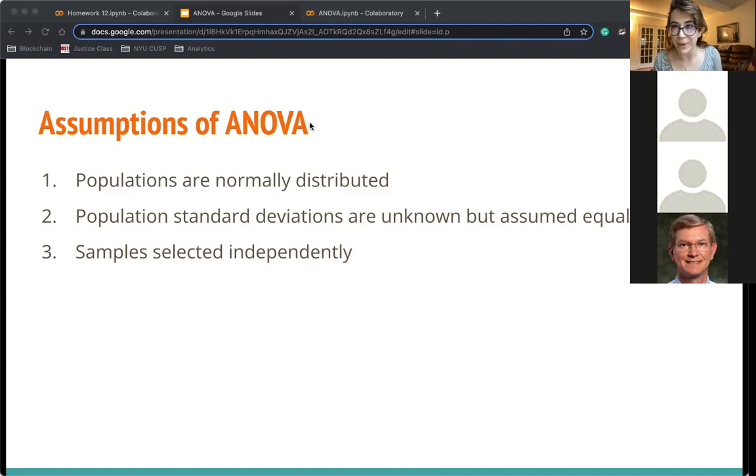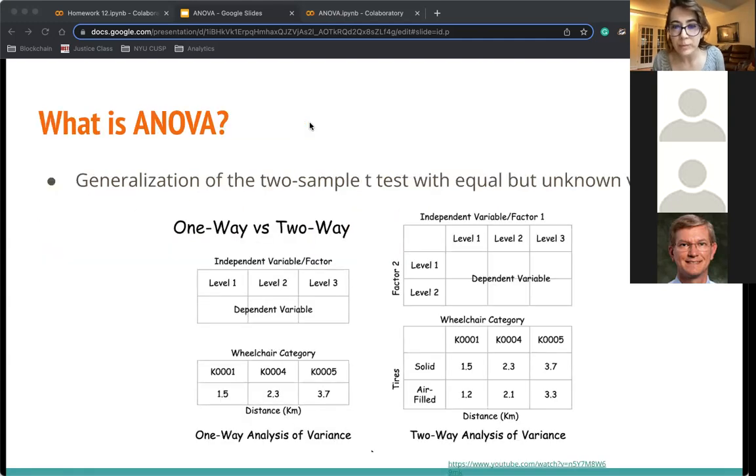Any questions so far? Yes. So back to the 1 versus 2 way. A one-way test would be just testing the wheelchairs for speed, and then a two-way test would be testing the wheelchair and the tires for speed, you said. Exactly. So just adding an extra variable onto it.